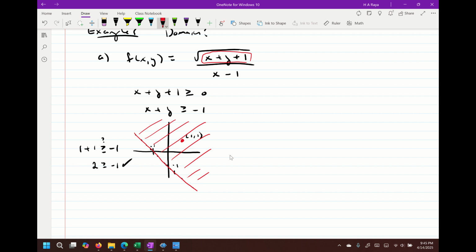Now we got to be careful because there's a little bit more detail to consider. We also have this condition that our function is being divided by x minus 1. So here you cannot let x equal positive 1. In particular, any point that lives along this vertical line has an x value of positive 1. So all of these points must be omitted. They must be deleted.